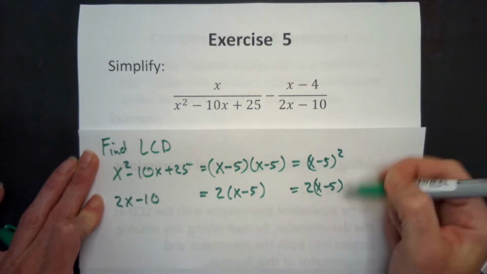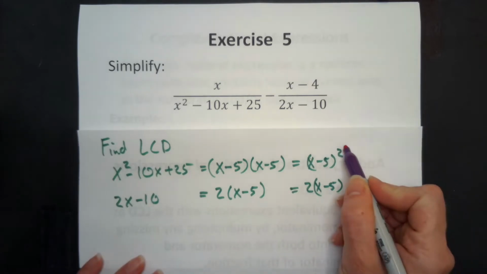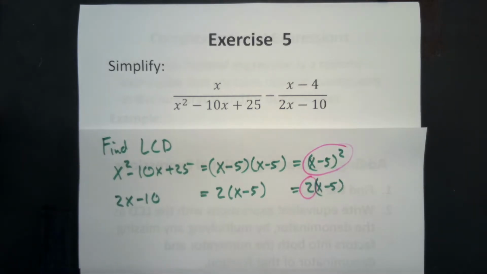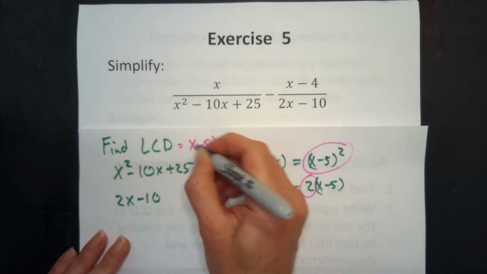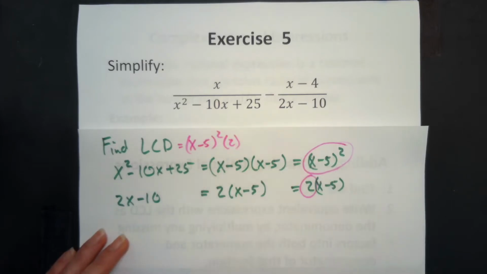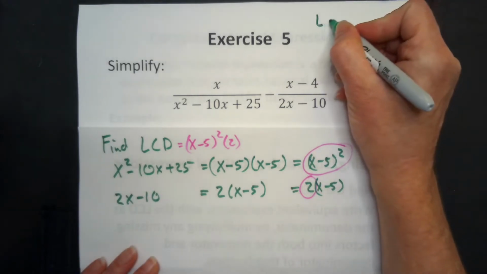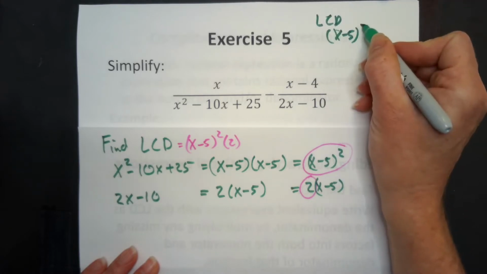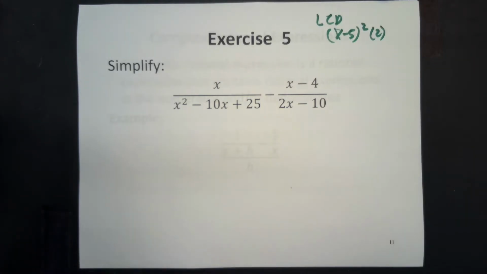And so these are now factored completely, so we pick the highest power of each unique prime factor. I'm going to need x minus 5 squared, and I'm going to need a 2. So that means my LCD is going to be x minus 5 quantity squared times 2. I'm just leaving it factored so we can see what it is right now. So now with that information, I'll put that up here somewhere. We can start adding these together.